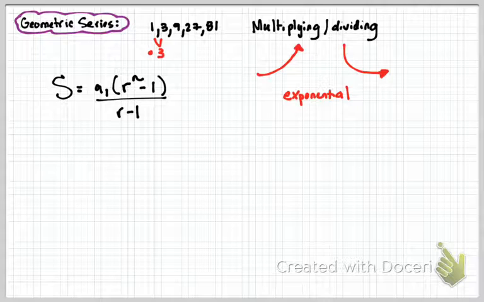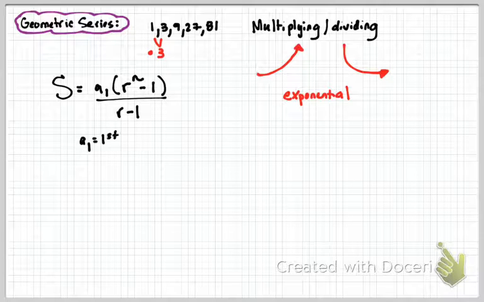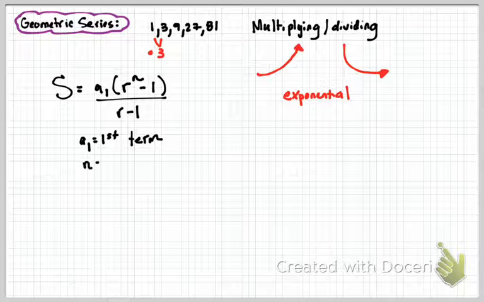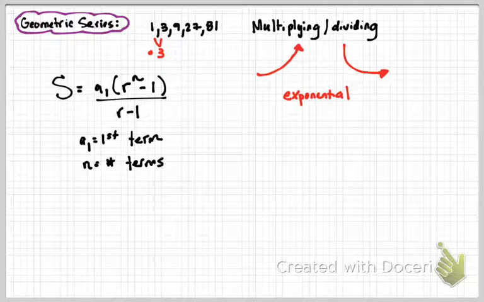Now this should make a lot of sense. If you look at this equation, this is an exponent, right? That's why we're going to get an exponential graph. A1, you already said was your first term. What does n represent? Your number of terms. And then here's this new letter. What do you think R represents? The number you're multiplying by.